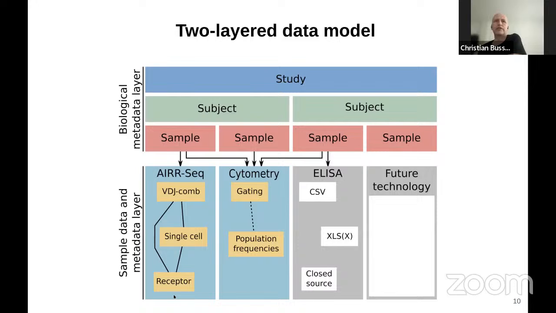Now, if you look at those lower columns, which are called AIRR-seq, cytometry, ELISA, and some random future technology here, then there will be a set of information or metadata that is completely specific for a given measurement technology. If you think about cytometry, where you have individual channels detected by PMT settings, fluorochromes, and antibodies used for staining, all this information will not be available for an AIRR-seq experiment simply because it doesn't exist there. So there is a boundary between an upper and a lower layer, and the lower layer consists of these columns, which are technology specific. Therefore we call it the sample data and metadata layer, because of course the actual measurement data is also contained here.